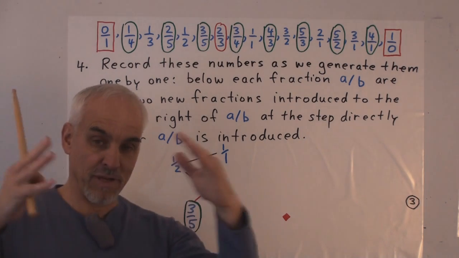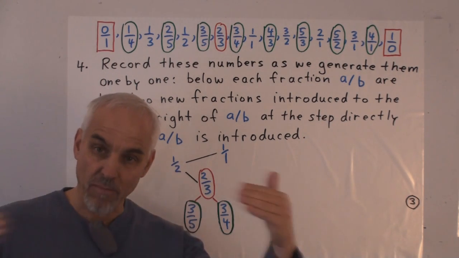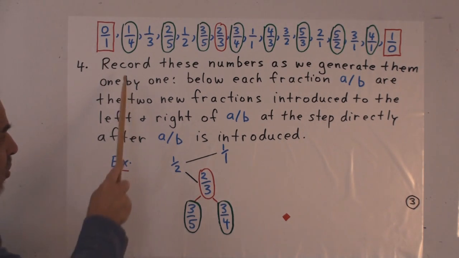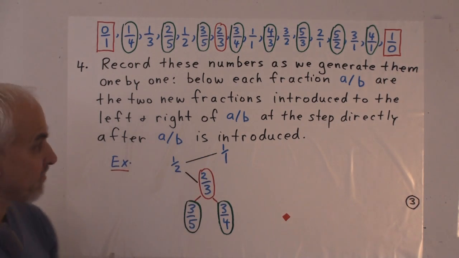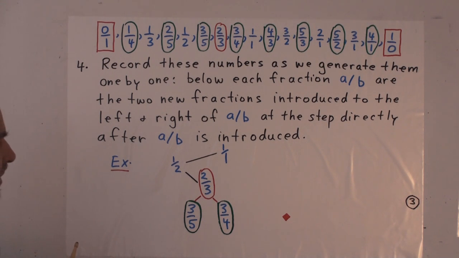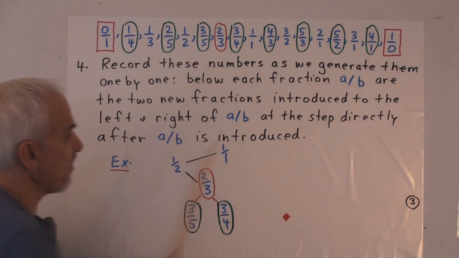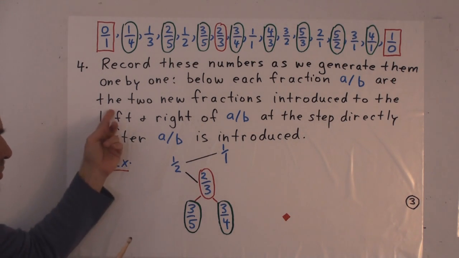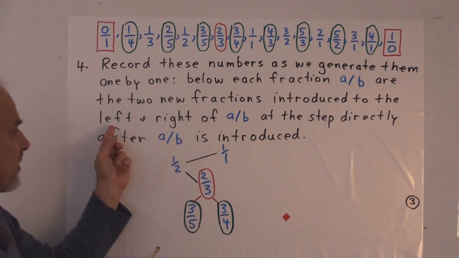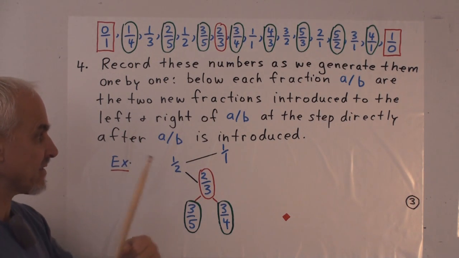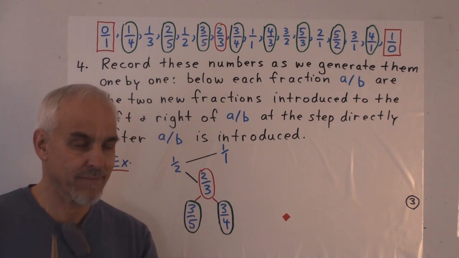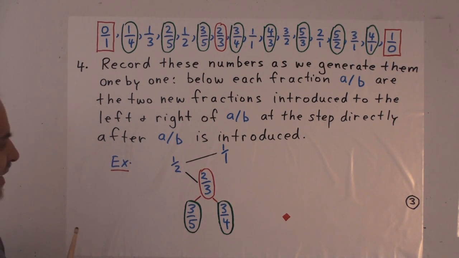Right, but how do we actually build that binary tree from these sequences? The rule is that we record these numbers as we generate them, one by one. And what we do is we take any fraction a over b that appears, and below it are the two new fractions introduced to the left and right of a/b at the step directly after a/b is introduced. So let me try to explain that.